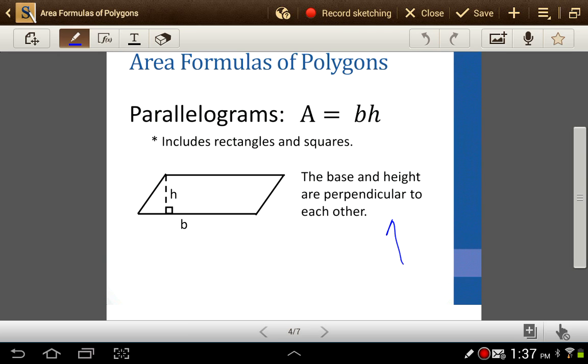I just recopied that same sentence. The base and the height are perpendicular to each other. So again, I am looking for my symbol here to find my height and my base, the two that are perpendicular that I need to multiply.